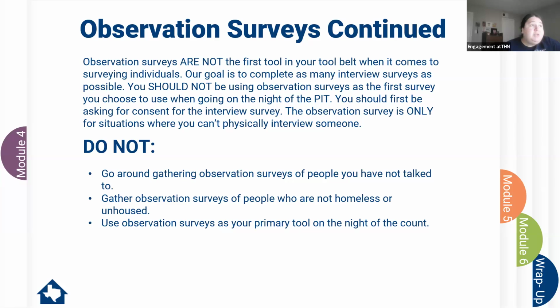Our goal is to complete as many interview surveys as possible, and we should not be using the observation survey as the first survey that you choose when going out on the night of the point in time count. So you should first be trying to ask for consent to the interview survey, and then the observation survey is like a last resort, only for situations where we can't physically interview someone. We don't want to go around gathering observation surveys of people that we haven't talked to, or of people who are not homeless or unhoused. We don't want to use observation surveys as a primary tool on our night of the count.